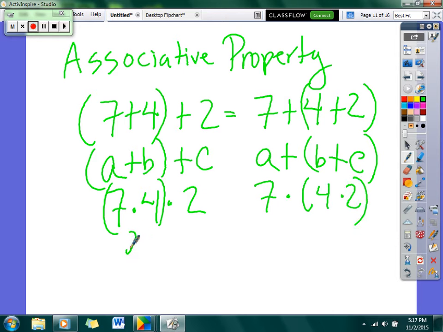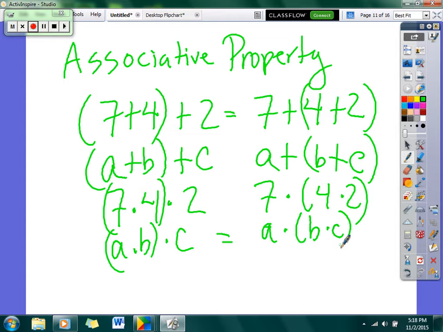So this is going to be 28 times 2. This is going to be 7 times 8. This is 56. This is 56. I know they're equivalent expressions. So if I would like to write those using my variables, meaning it's true 100% of the time for many different problems, I can say A times B times C is going to be equal to A times B times C. Okay? And that's the associative property.